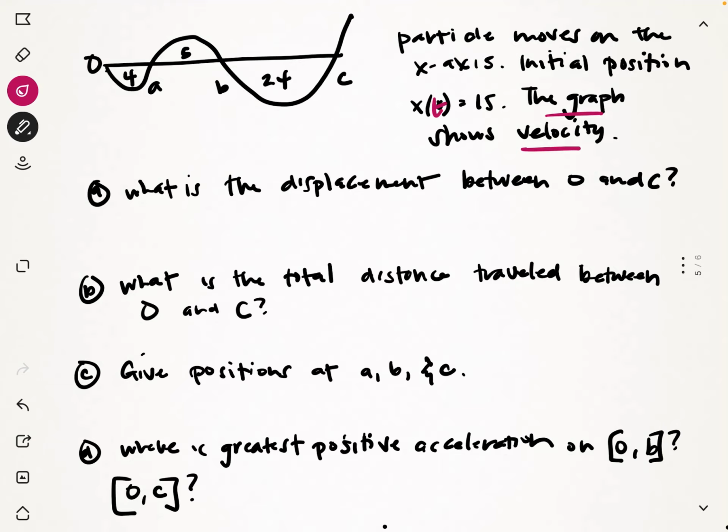Anything above the graph is moving to the right, which is positive. So it's saying, what is the displacement between 0 and C? Displacement means where we end up at, right? So it doesn't take into account the total area. It just says from where you started, where are you at the end?